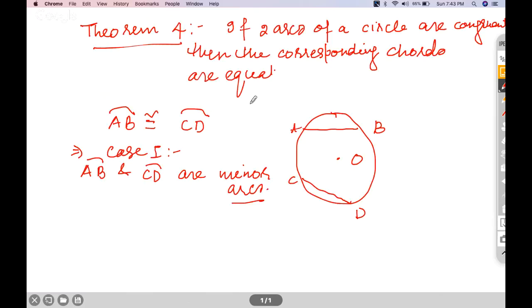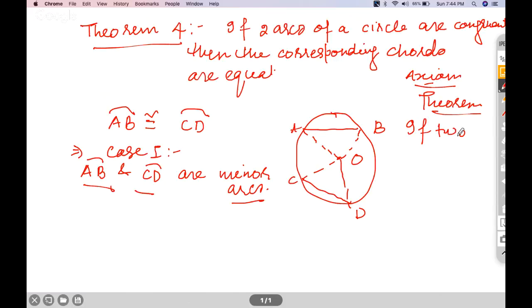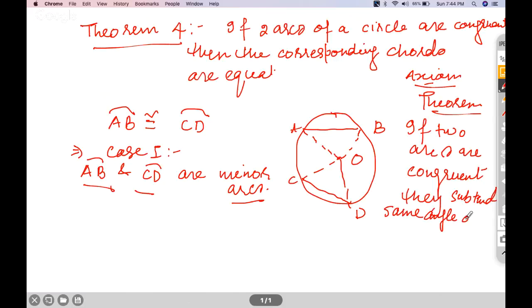So if AB and CD are minor arcs, let me do this construction. Congruency tells me that if two arcs are congruent, this is an axiom, or you can write theorem because in your book it has been given as a theorem. If two arcs are congruent, they subtend the same angle on the center.